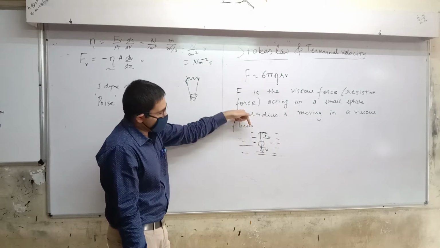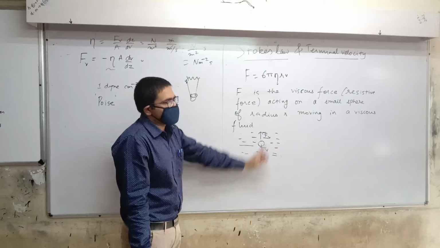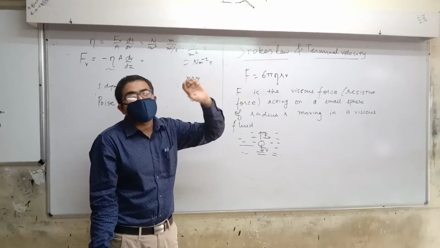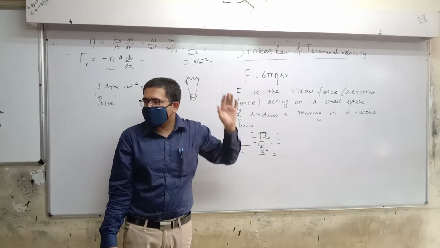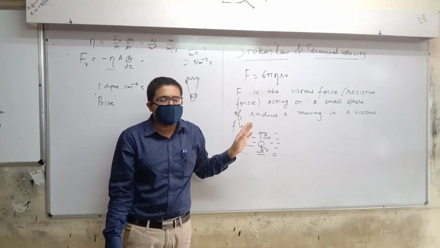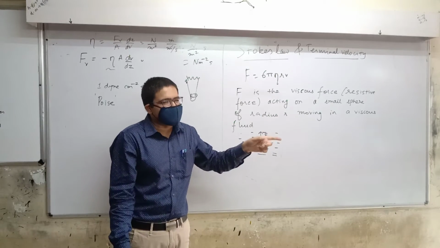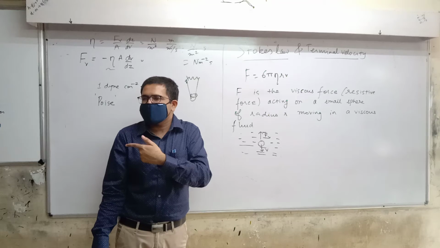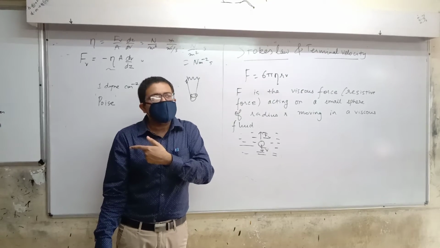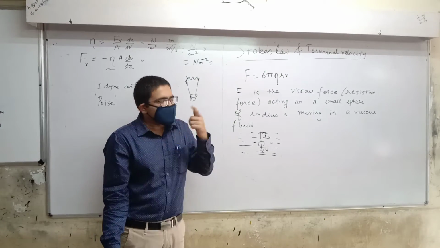Again, this is trying to go down, so the viscous force will be in the opposite direction. Velocity downward. Suppose velocity is to the right side, then the viscous force would be to the left. Okay? Sure?